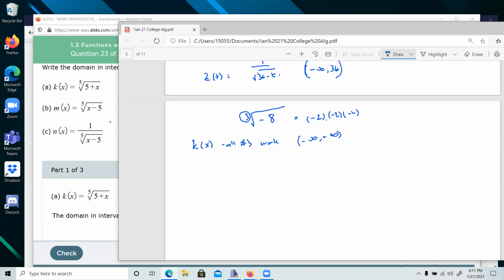Well, what if I turned it around? Like, I don't care. All negative numbers will work. All right. So m of x is all numbers work. So this is still negative infinity to positive infinity. All right. Now for n of x, okay, there's one number that won't work, right? And that's if I put 5 in here. So if the bottom happens to be equal to 5, so I don't want 5. Okay. So it's all numbers except for 5.